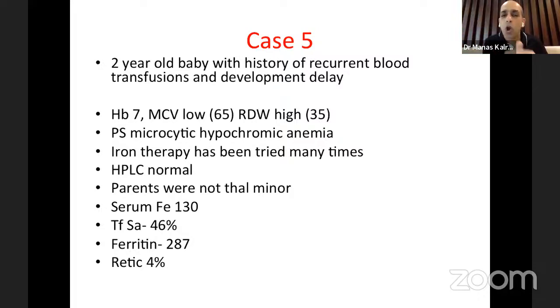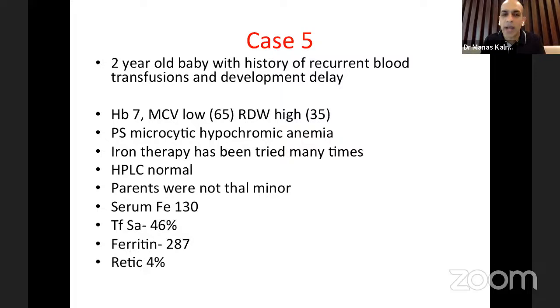Now, in a similar way, when you talk about a microcytic hypochromic picture, this is a 2-year-old boy who is receiving recurrent blood transfusions and has a developmental delay. Now, in this child, again, the MCV was low and the RDW was high. You'll think, oh my God, this is iron deficiency. But why would iron deficiency require blood again and again? That should make us think that there may be something else going on.